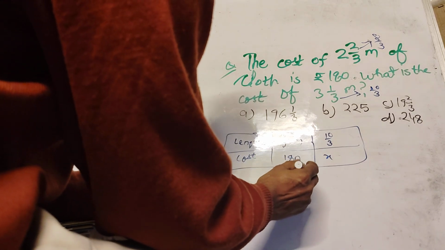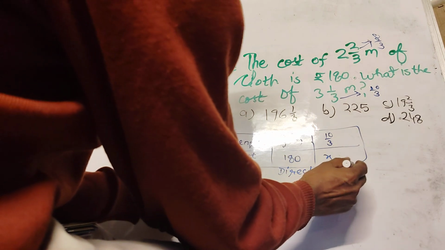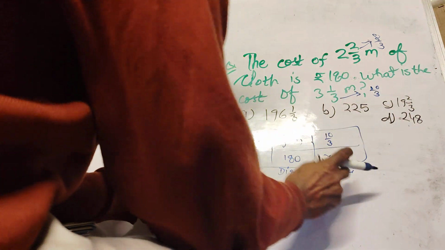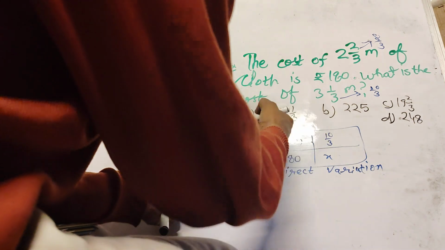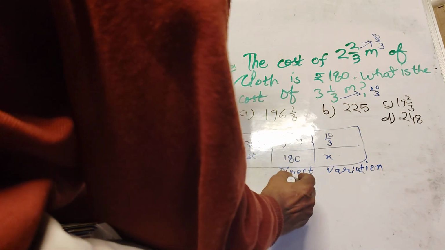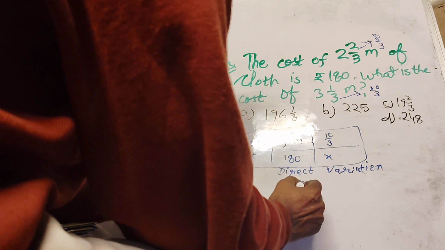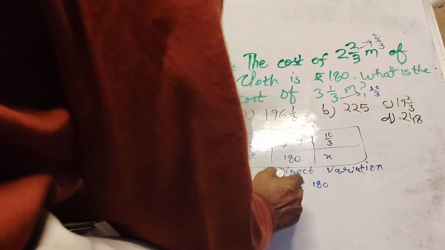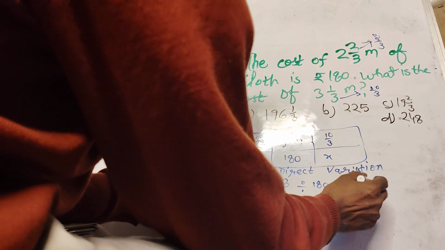We could divide that by 3 or 2. Which option? A, B, C. A. Okay. Now, in direct variation we divide. So 8 over 3 divided equals 10 over 3 divided by x.